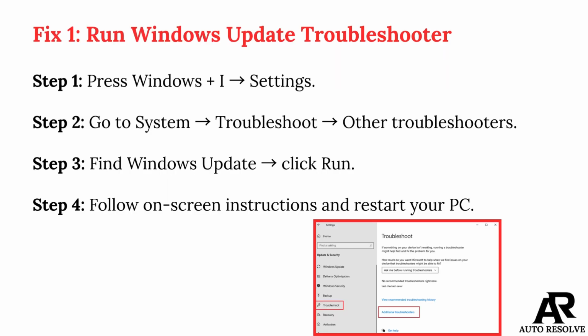Fix 1. Run Windows Update Troubleshooter. Step 1. Press Windows I. Settings. Step 2. Go to System, Troubleshoot, Other troubleshooters. Step 3. Find Windows Update. Click Run. Step 4. Follow on-screen instructions and restart your PC.